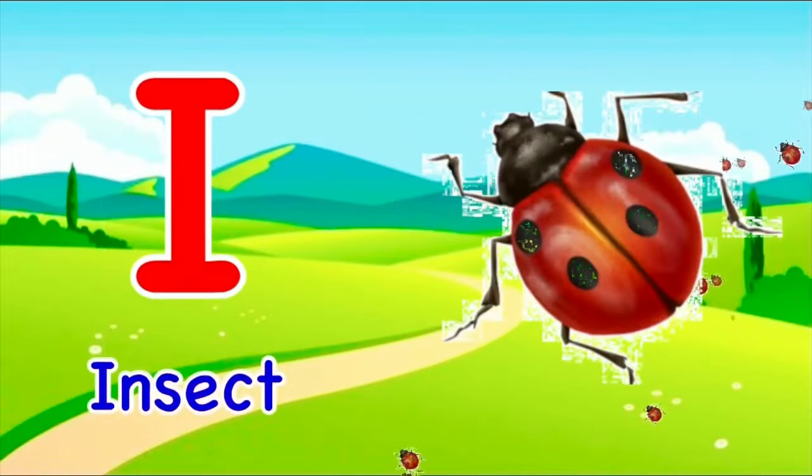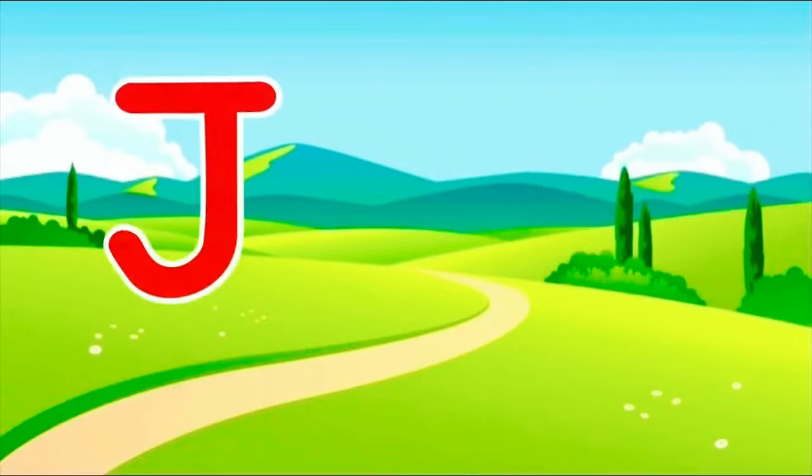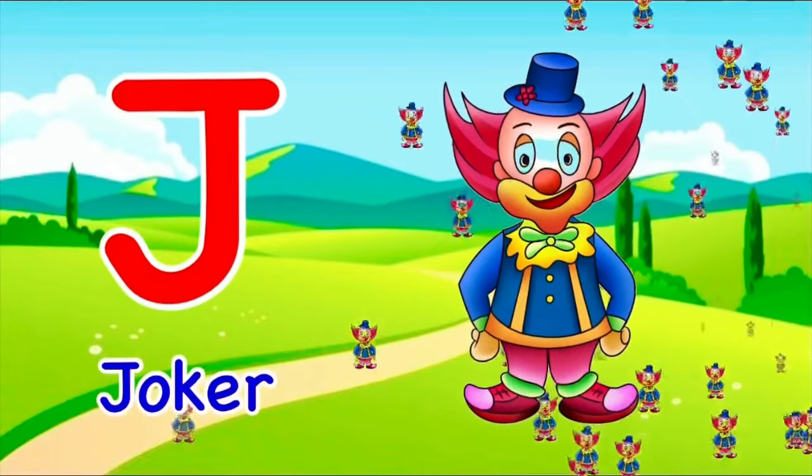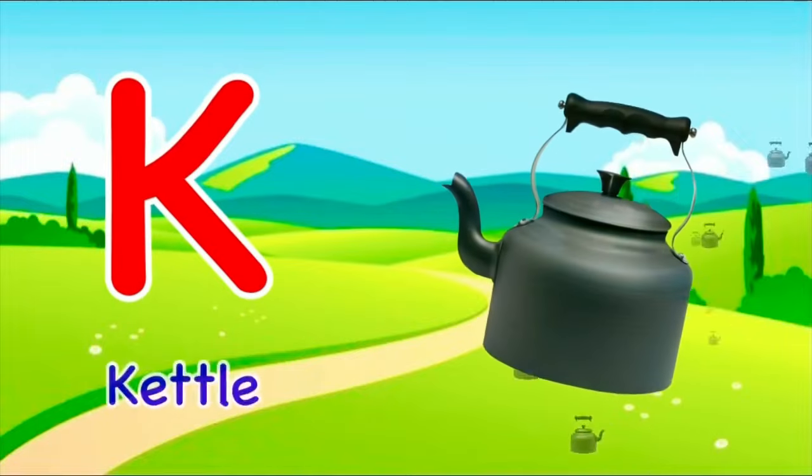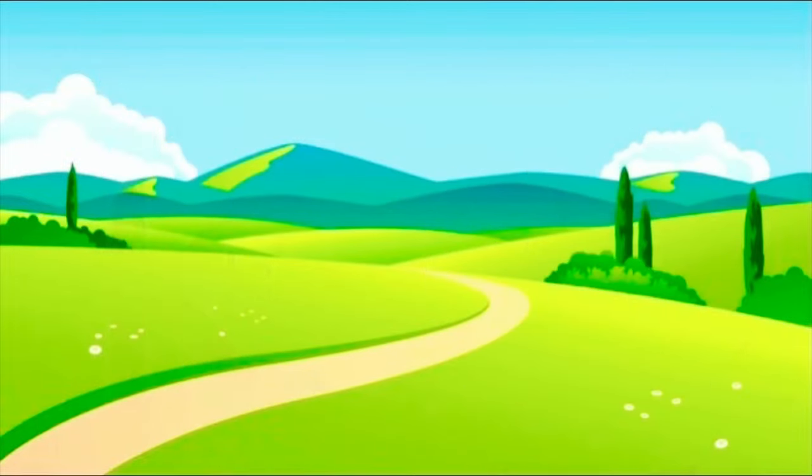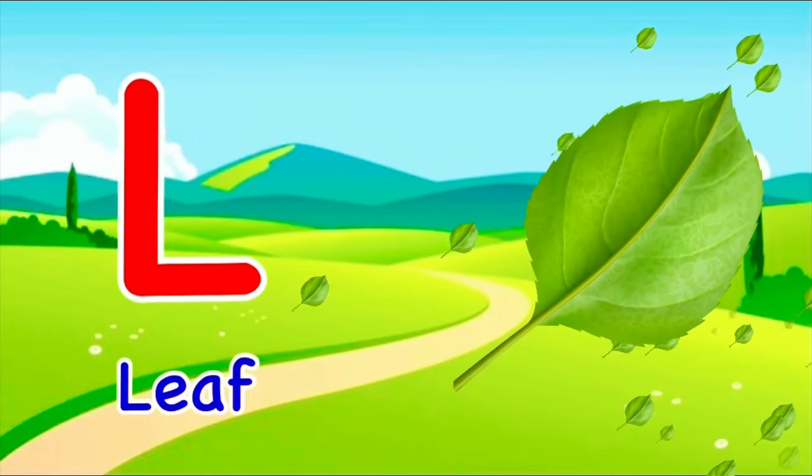I for insect. J for joker. K for kettle. L for leaf.